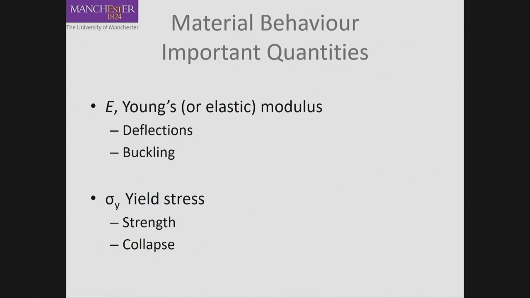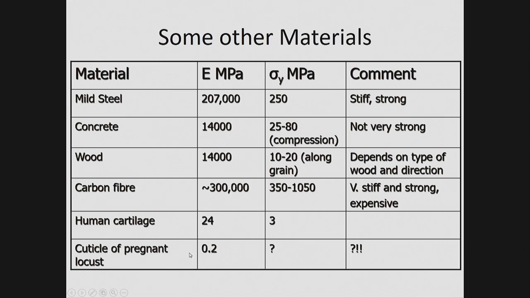In terms of material behavior, the important quantities that we need to understand are the Young's modulus and the yield strength. The Young's modulus is used to calculate buckling and the other parameters, as well as relating the stress and strain to the force and displacement. And yield stress will of course relate to the strength, and it will define the collapse. These are some typical values of some common materials.